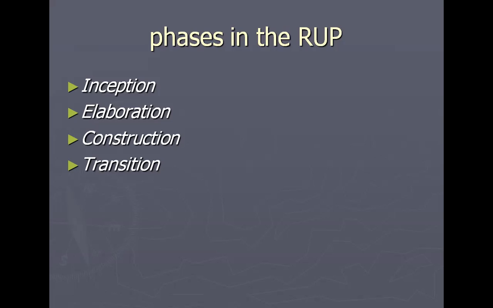And the last phase is transition. In that, you have to do the system testing, user testing, system rework, and system deployment. These are the four activities you have to do in the transition phase. System testing, user testing, system rework, and system deployment.